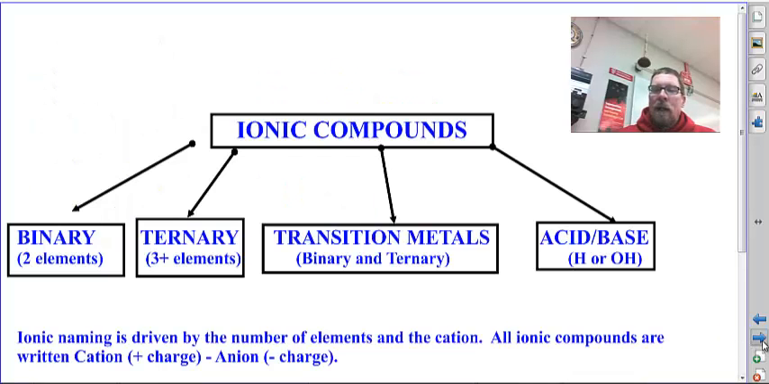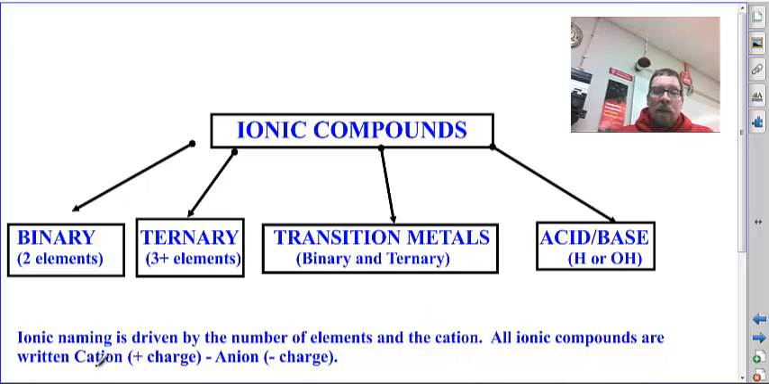Okay. Here's the process we're going through. Here are all the compounds that follow ionic naming. Here we're looking at truly ionic compounds. Here, acids could be covalent, but they follow naming rules. Here's the key about ionic naming. It's driven by the number of elements and the cation, as we'll talk about at the very end of the series, how to identify. That's another important factor: can I identify the separate things just by looking at them, as whether they're binary, ternary, transition metals, or acids, bases.